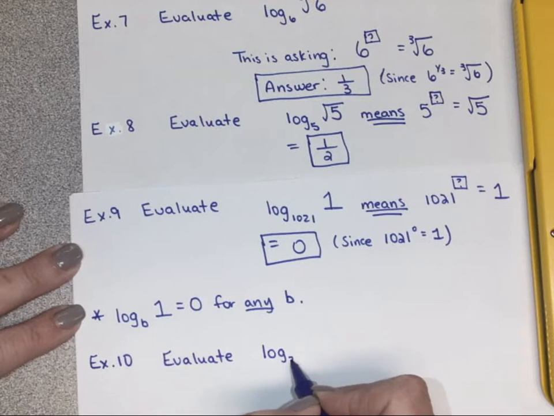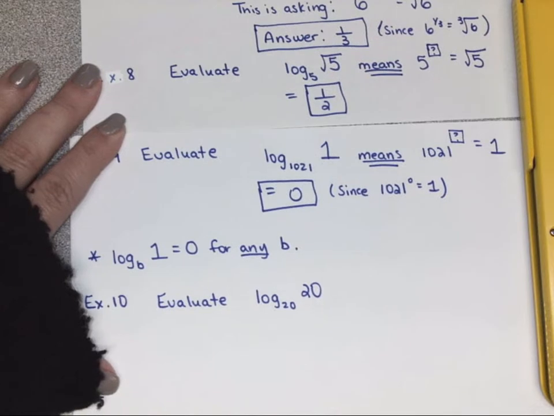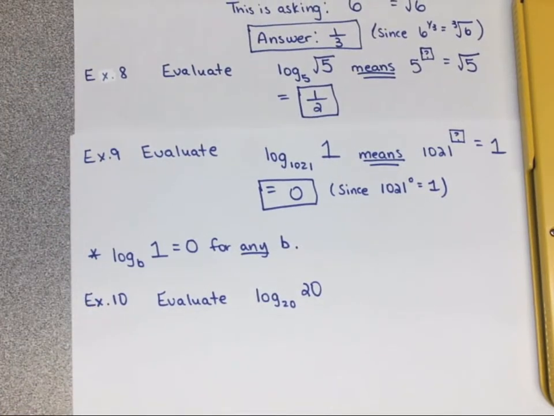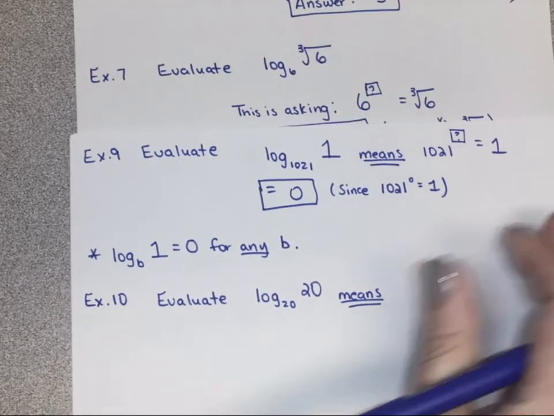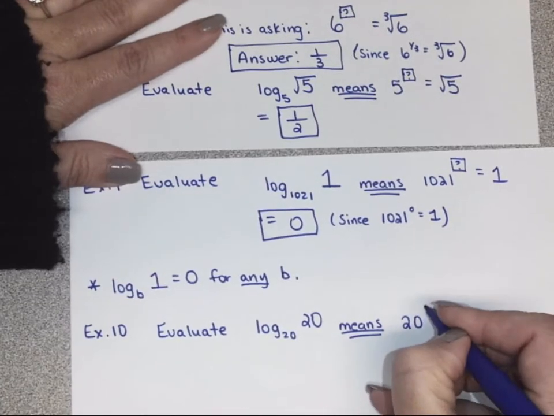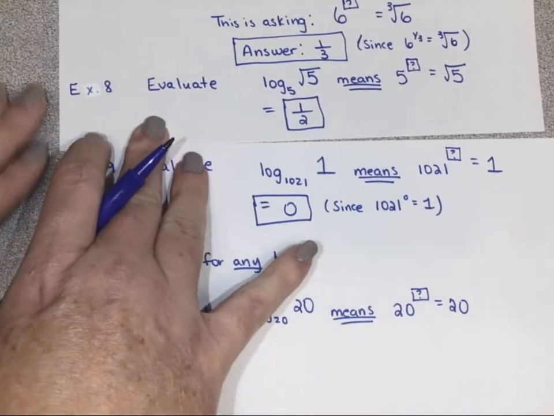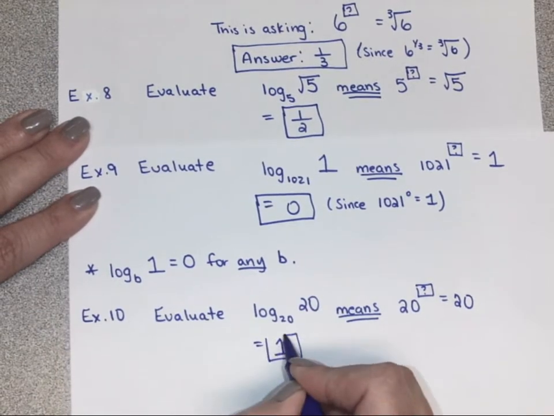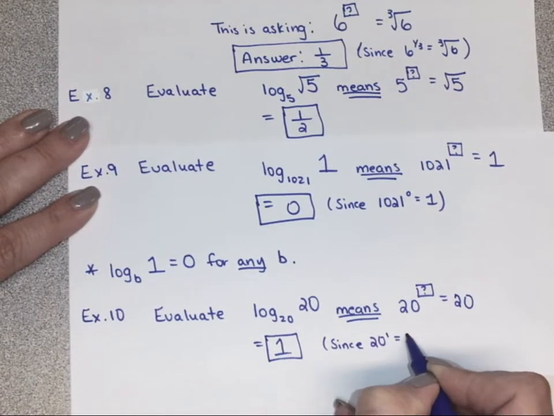So here's a demonstration of the next rule I want you to know. Okay, so what do you notice about this log? What do you notice about the two numbers I'm asking you about? The base and the other number are the same as each other, okay? So let's talk about what this is asking. So this means 20 raised to the what power gives me an answer of 20. Okay, so what power always gives you back itself? 1. So this would be 1, and that is since 20 to the first power equals 20.